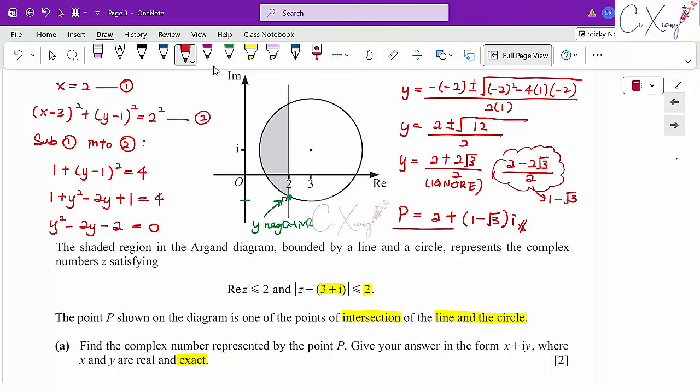Okay, so please make sure that you rewrite it in terms of x plus yi form, because the question requested for x plus yi form. This is how we get the complex number p. All right, then let's continue further.